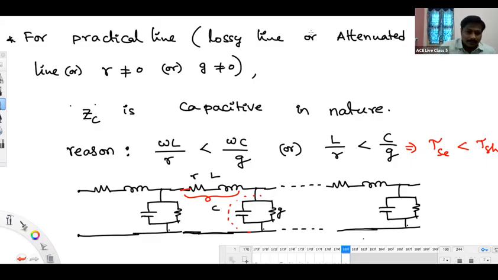Okay, so see, the series branch will be storing some energy first. Look here, please. That energy will be discharged to the shunt branch, right? So the shunt branch will be storing some energy. This energy will be discharged to the next series branch, and that stored energy will be discharged to the next shunt branch. Like that, the energy is going to be propagated towards the end of the transmission line.